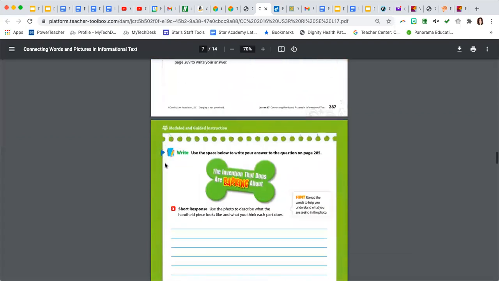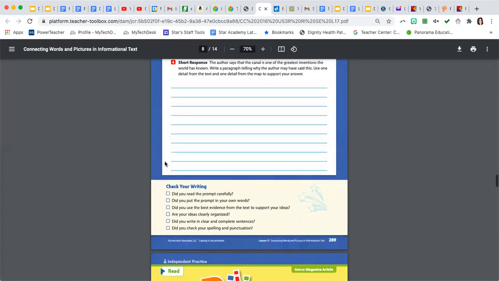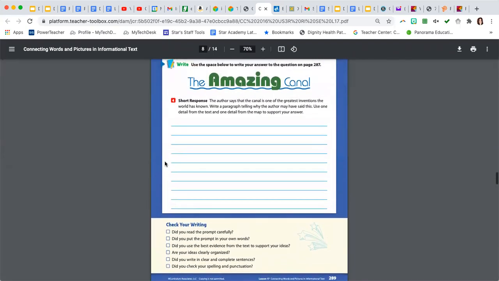And so on page 289, you are going to offer a short response to this prompt. The author says that the canal is one of the greatest inventions the world has known. Write a paragraph telling why the author may have said this. Use one detail from the text and one detail from the map to support your answer.